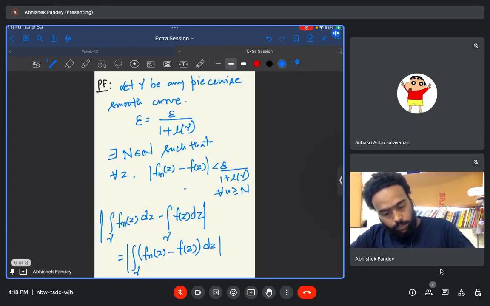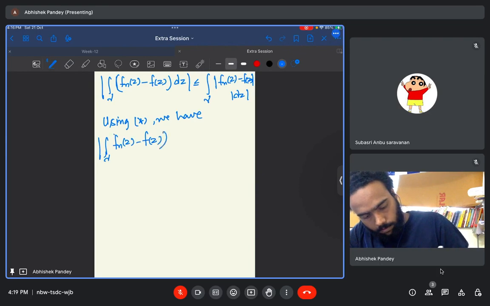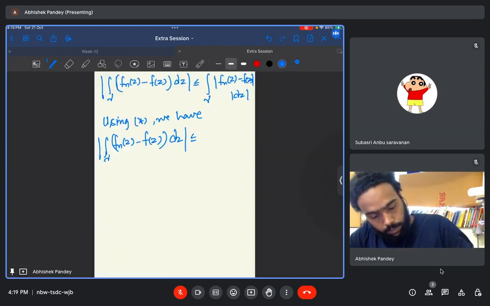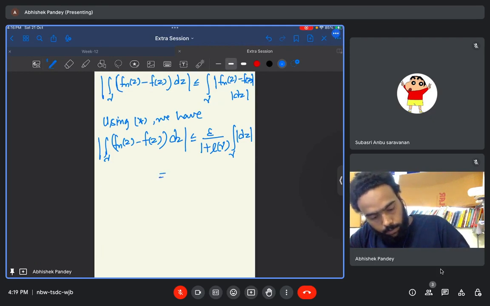Now use this inequality; let us call this inequality star. Using star we have the integral over gamma of fn(z) minus f(z) dz is less than or equal to epsilon upon 1 plus length of gamma times the integral of mod dz. So this will be epsilon upon 1 plus length of gamma times length of gamma, which will be less than epsilon.